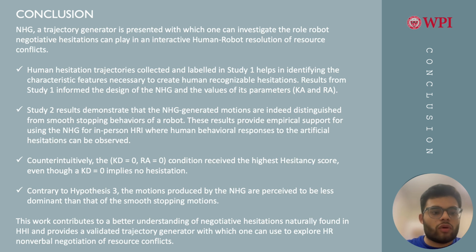Counterintuitively, as discussed before, KD equal to 0 and number of reattempts equal to 0 received the highest hesitancy score, even though a KD equal to 0 implies no hesitation. Although it received the highest hesitancy score, it received the lowest persistency score, since the number of reattempts was 0, and as a whole it cannot be considered an effective way for a hesitation generator for a robot to convey hesitation.